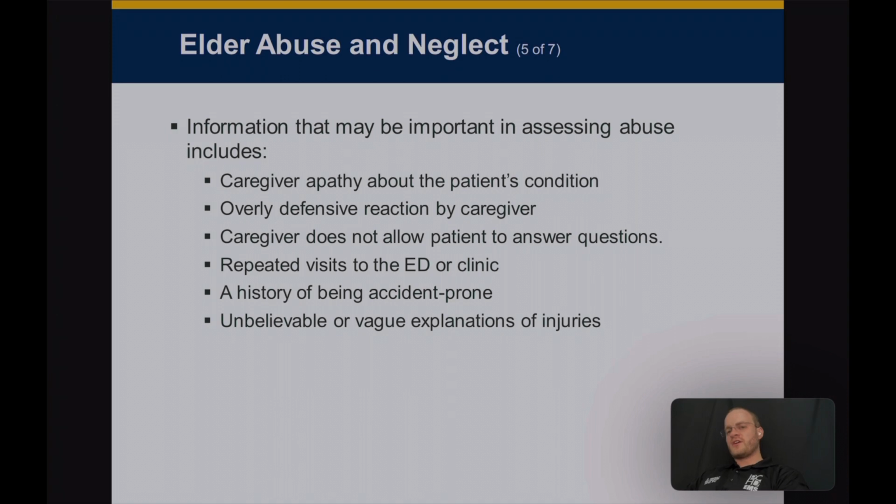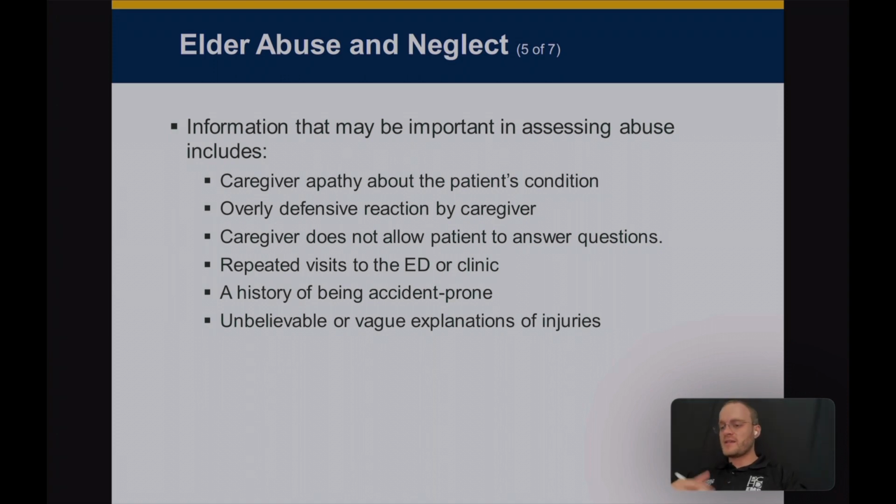And so this is information that may be important in assessing abuse, and it includes caregiver apathy about the patient's condition. So apathy means they don't care, right? They have, okay, yeah, they have chest pain. Oh, you really need to go to the hospital. They're apathetic, right? Like they don't care. They have no sympathy for the patient. Overly defensive reaction by the caregiver, like, okay, well, we need to take you to the hospital. Whoa, we just want you to take the blood pressure, something like that. Like they're very defensive.